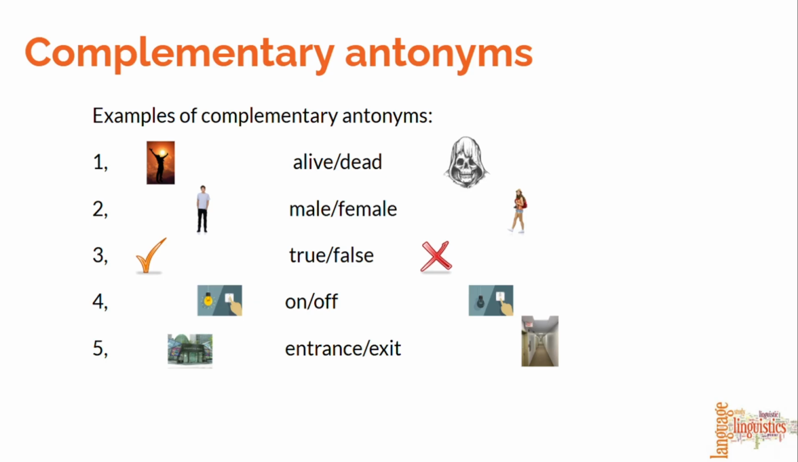Let's look at the fifth pair, entrance and exit. If we negate the first word entrance, the gate of the hall is not the entrance. That means the gate of the hall is the exit. If we negate the second word, the gate of the hall is not exit. That means the gate of the hall is the entrance. So this pair forms an either-or relationship. So it is also complementary antonyms.